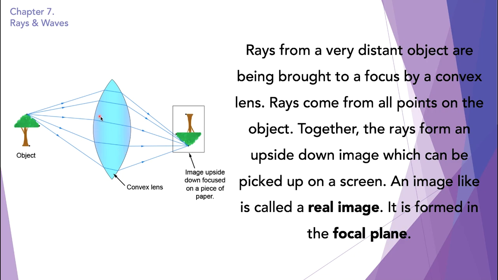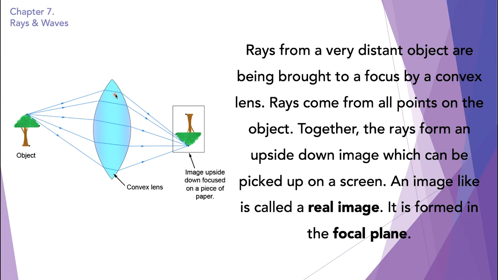In this diagram, as you can see, rays from a very distant object, this is the object, are being brought to focus by a convex lens. So rays come from all points on the object. It's not only this point, they come from here as well and from here as well. So we're just showing one point at the moment. There are many rays coming from all the points of this object. So take this point for example.